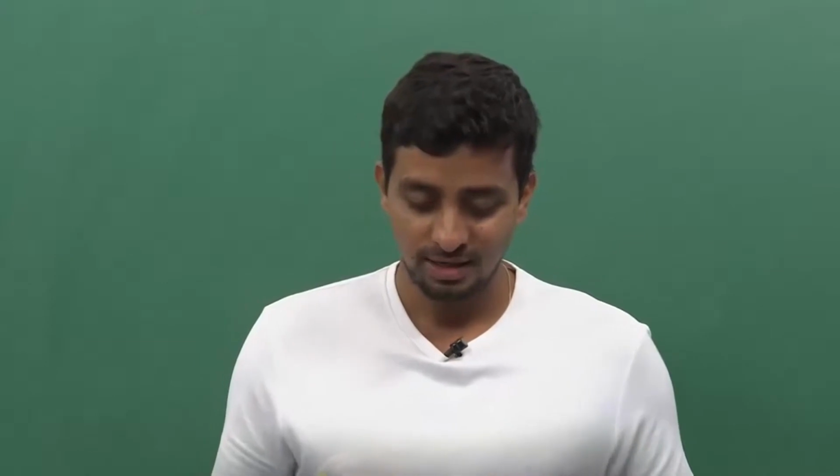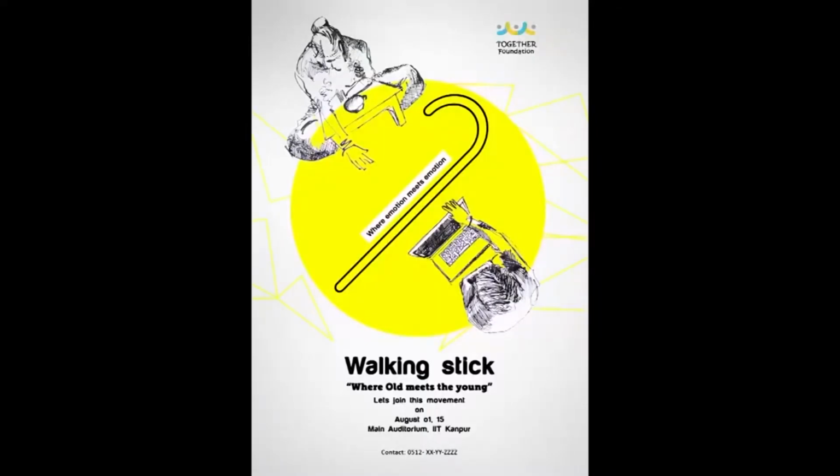Hi, I'm Ritunjay, and I have tried to come up with various solutions for this design problem. So let's see my solutions one by one. So this is my first solution to the problem statement. Here I have used asymmetrical balance divided by the walking stick.